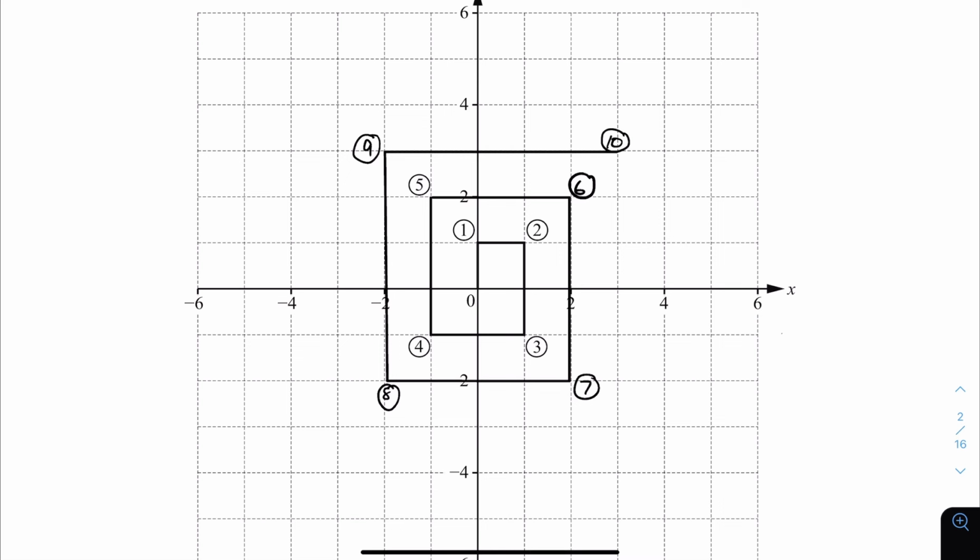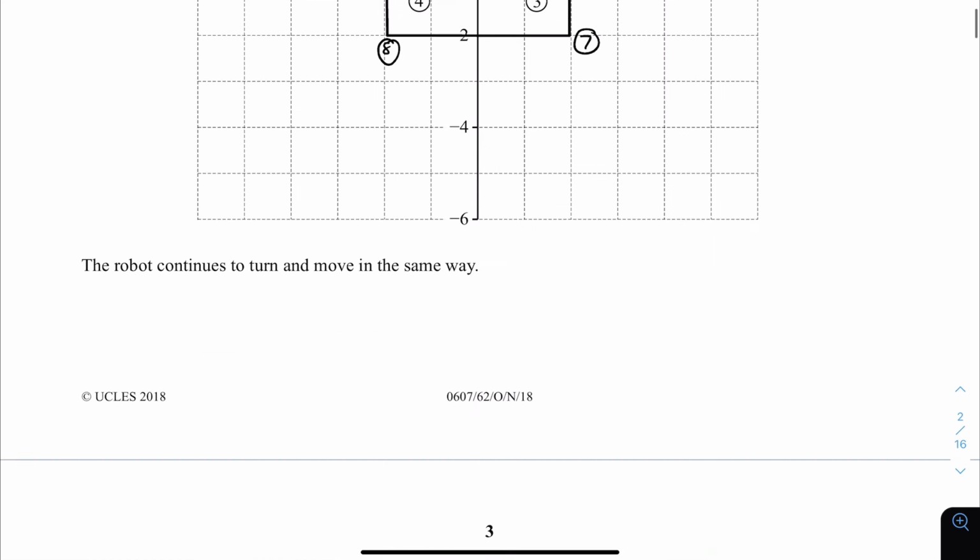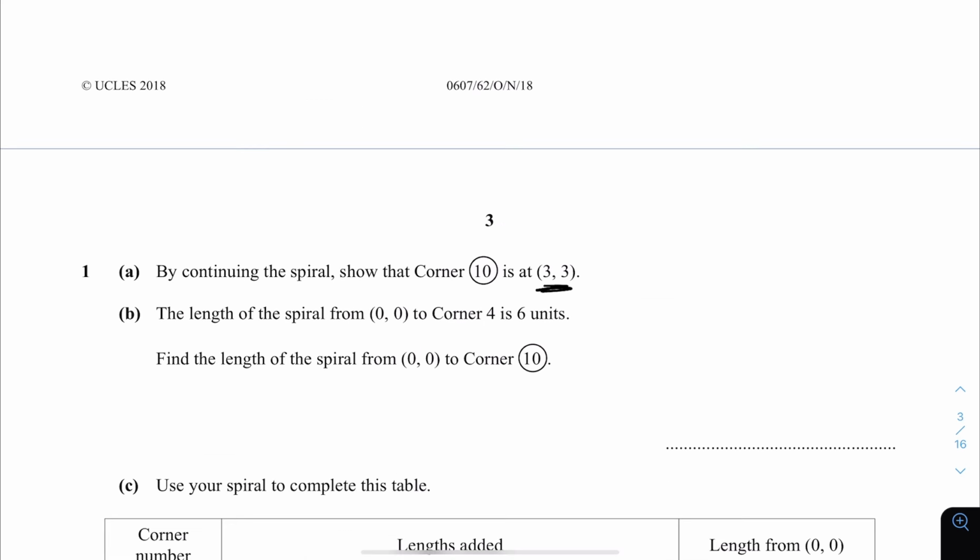And now let's check the coordinates. So actually it's 3 out wide and 3 up. So the coordinates of corner 10, I'm just going to remove those lines, otherwise it looks like it's part of the spiral. The coordinates of corner 10 are 3, 3. Is that what they wanted? Yes, they said 3, 3. So we got that question right.